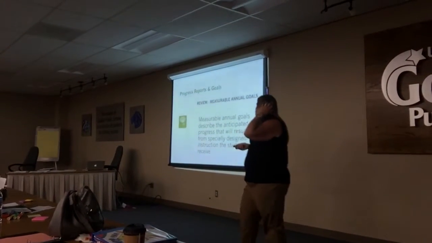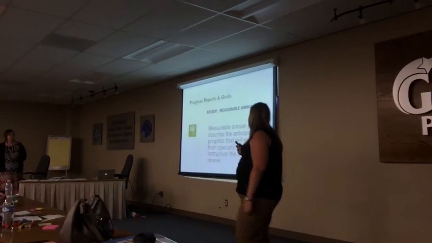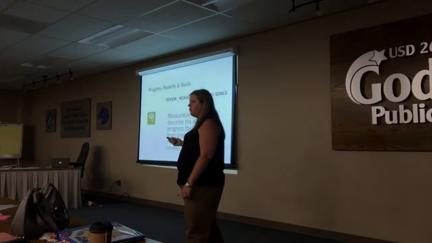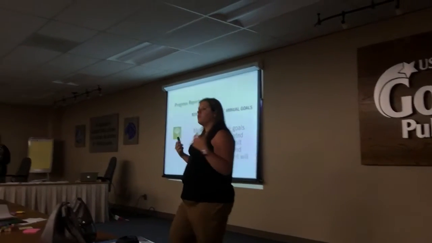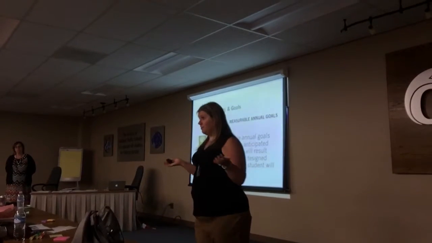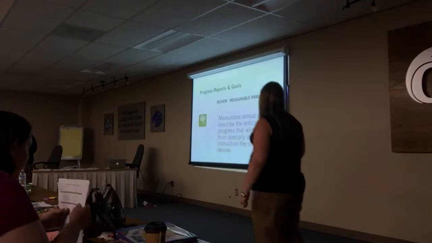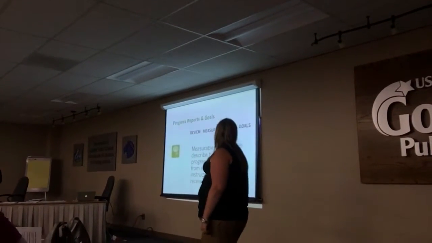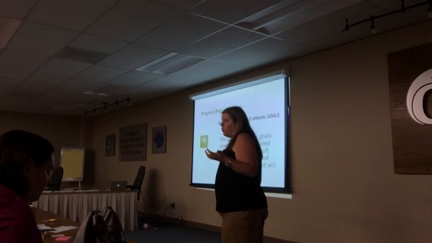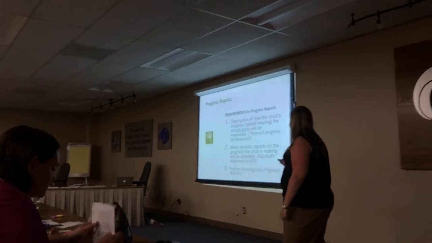Okay, so progress reports and goals. We have to have our goals. Measurable annual goals describe the anticipated progress that will result from specifically designed instruction the student will receive. That's what the goals are. We have to write them in all the IEPs. You've either written some or you've read some, right? Recently, hopefully. Okay, hope that's a yes. Then we want the goal measurable, because then how do we report progress on it? If it's not measurable, how do we know if we're being effective or not?